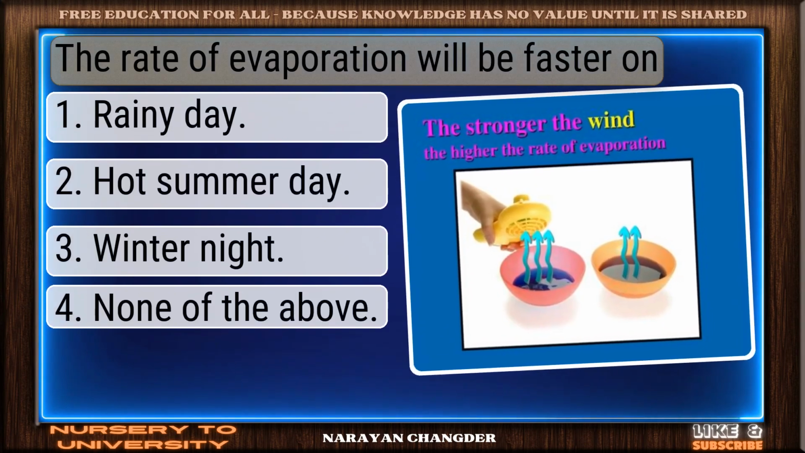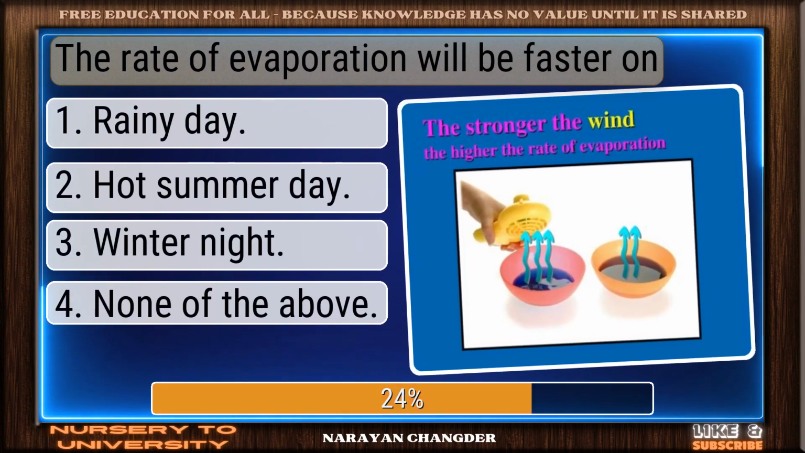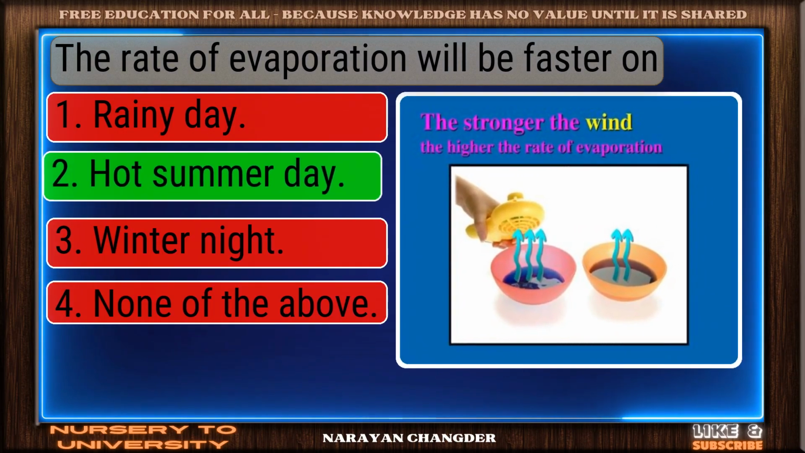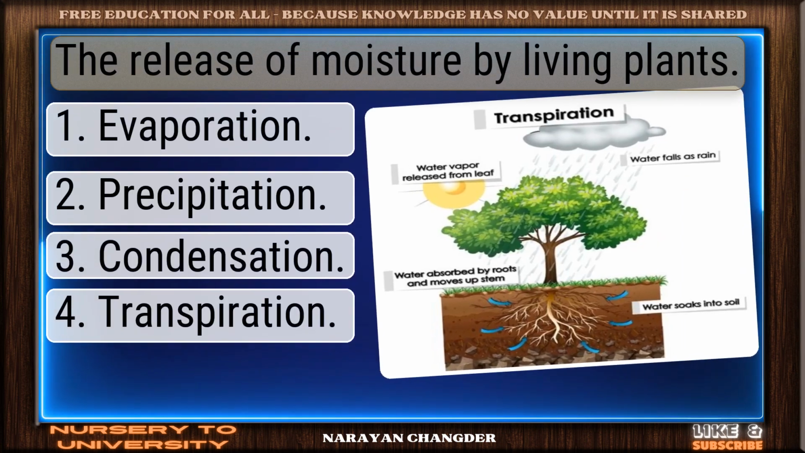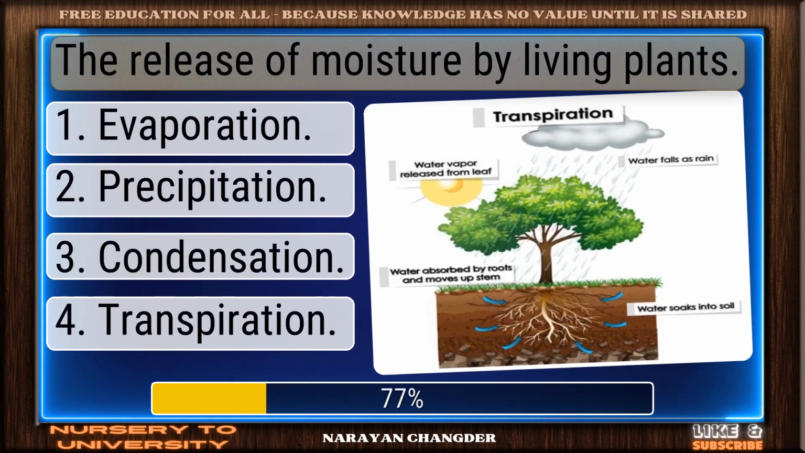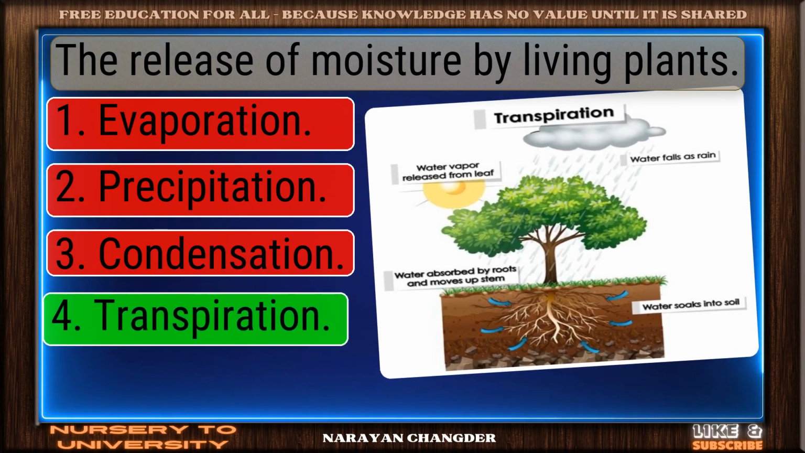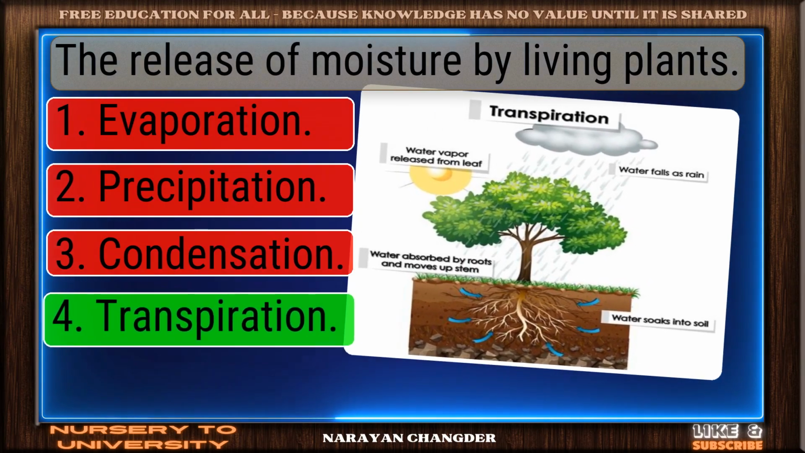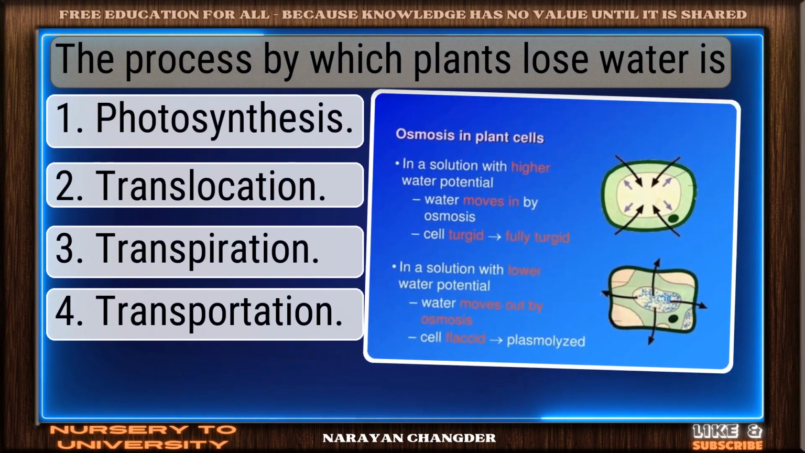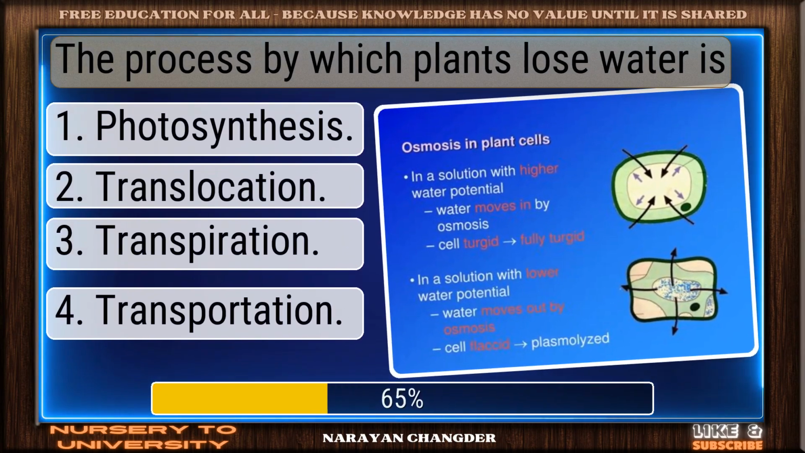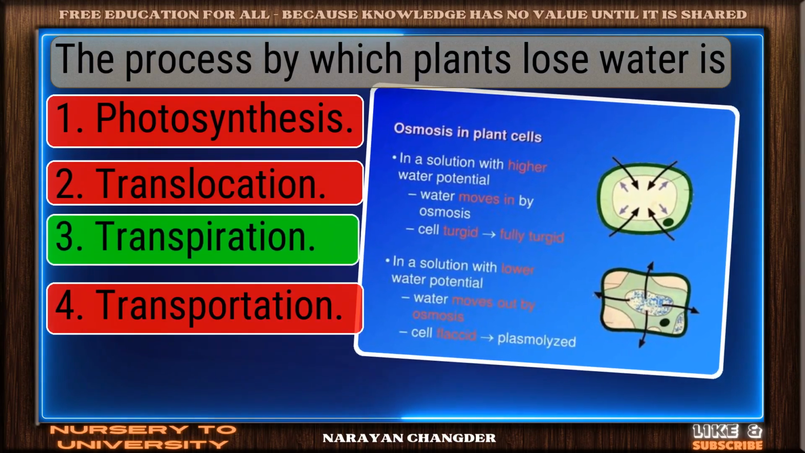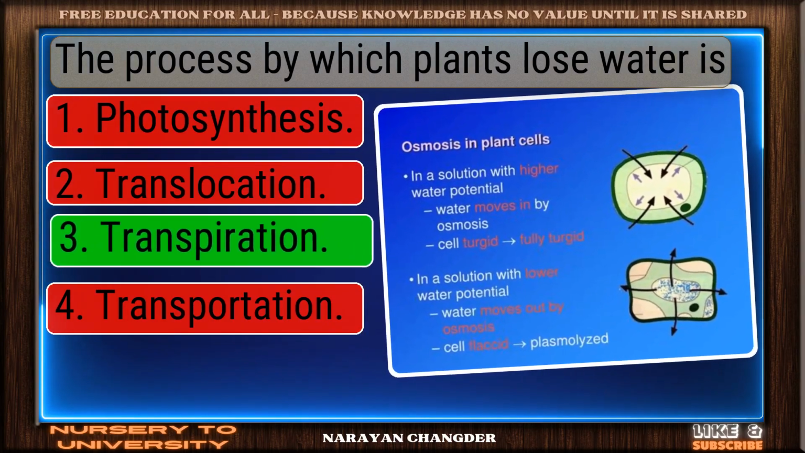The rate of evaporation will be faster on. Smart pick. Hot summer day is the correct choice. The release of moisture by living plants. You chose transpiration, and it is correct. The process by which plants lose water is. Great thinking. Transpiration is the right choice.